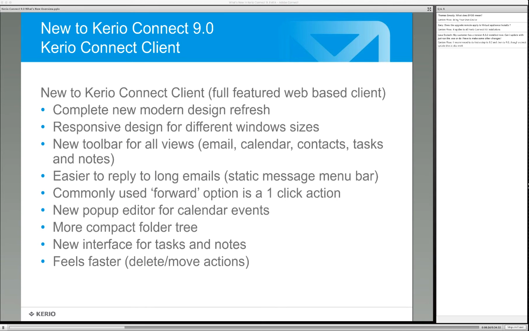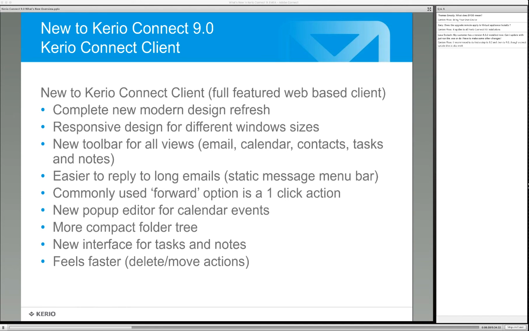So talking more about the Kerio Connect client, here's our list of all the things we've added in the latest version 9. So as well as the responsive design I mentioned, where the client optimizes for the amount of real estate on the screen, there's the toolbar at the top of the client that has buttons for more commonly used actions. So we've made that toolbar static. It stays in place as you read through really long emails so that you can hit reply at any time instead of having to scroll back up to the top of the message.